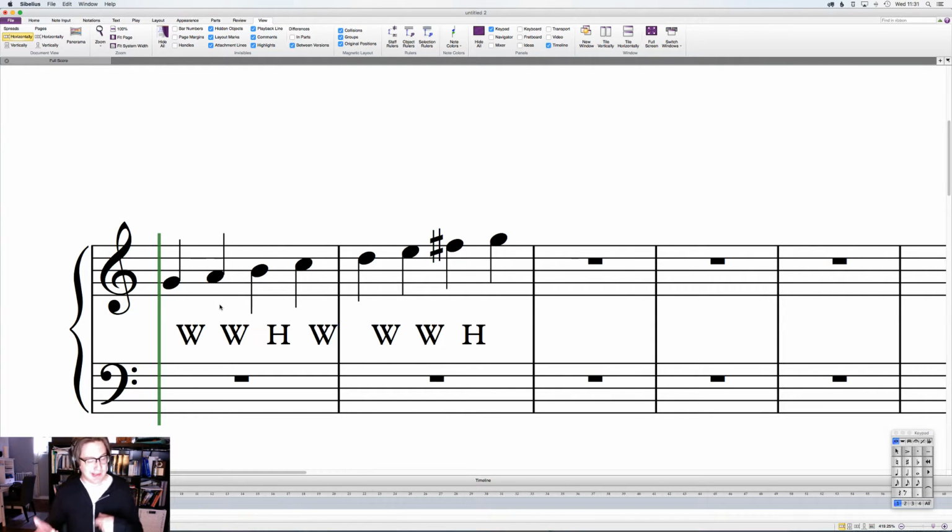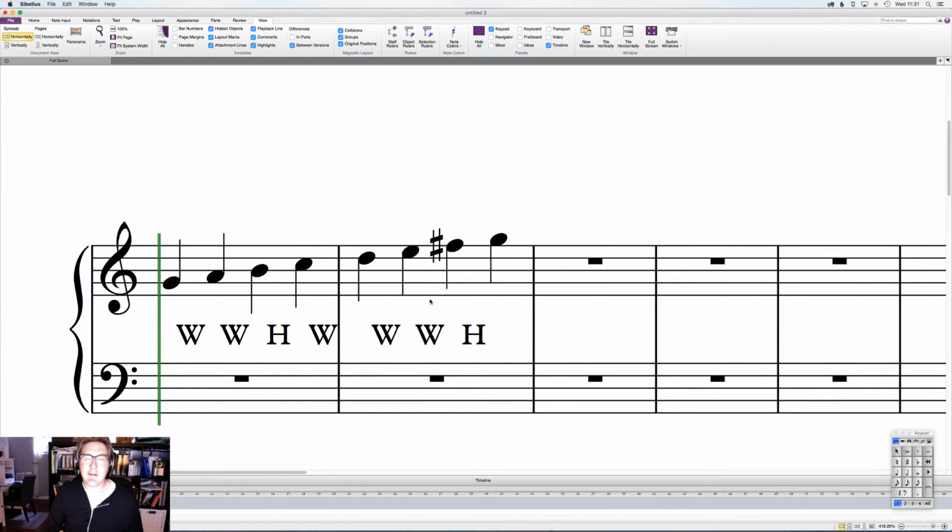I can play in that key as long as I sharp every F as I'm playing. Magically, things sound nice. So the whole and half steps are now correct.